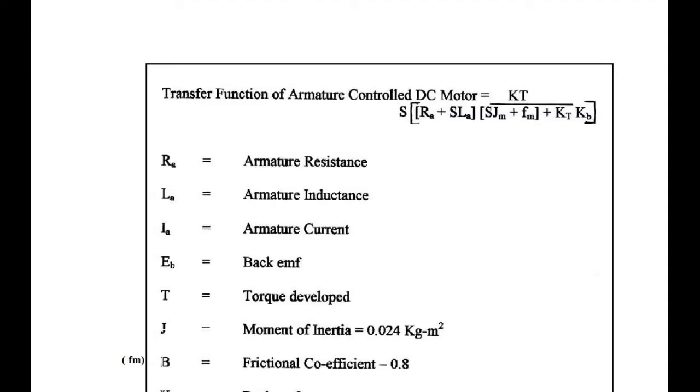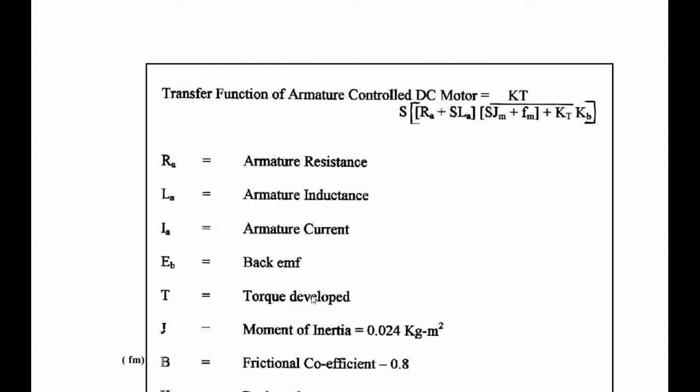Basically the DC motor operates in two modes. The first mode is armature control and the second mode is field control. First of all, we are considering the armature control DC motor. The transfer function of an armature control DC motor is given as Kt upon S into (Ra plus S La) into (S into (Jm plus Fm) plus Kt Kb).